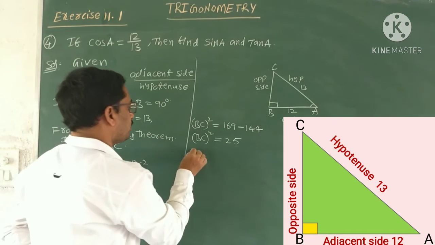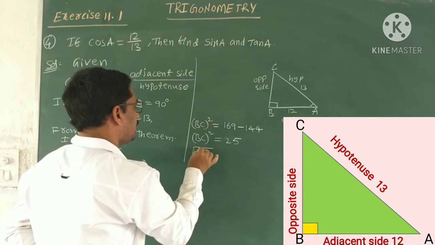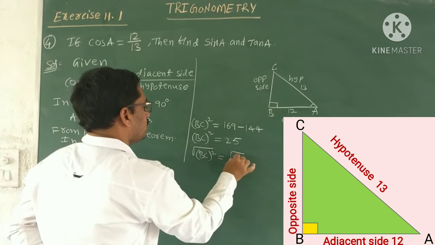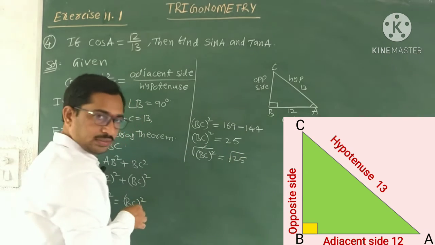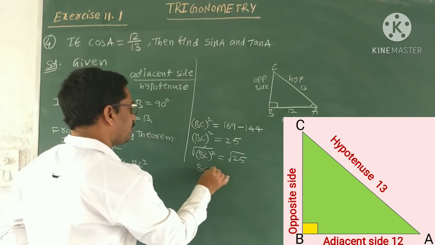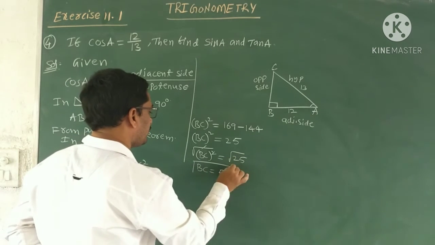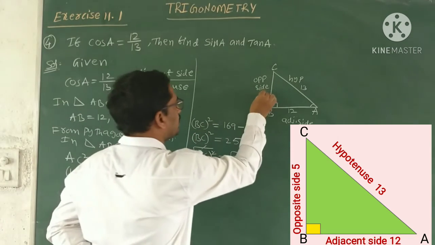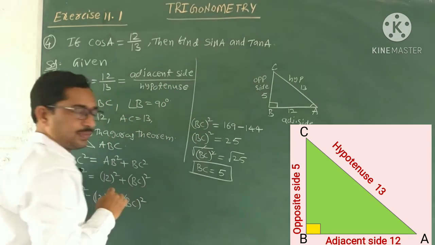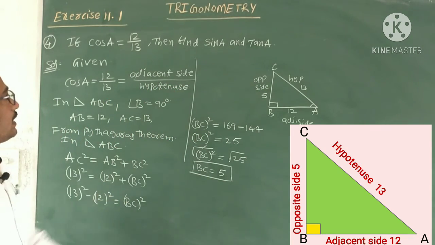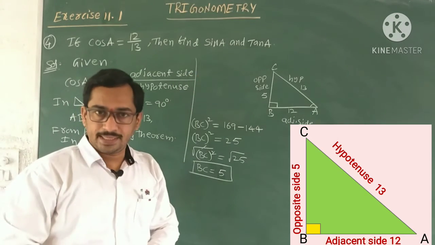Apply square root on both sides because we need the value of BC. Square root cancels. BC equal to root 25, value is 5. So BC is 5 units. Now find out what is sin A and tan A.